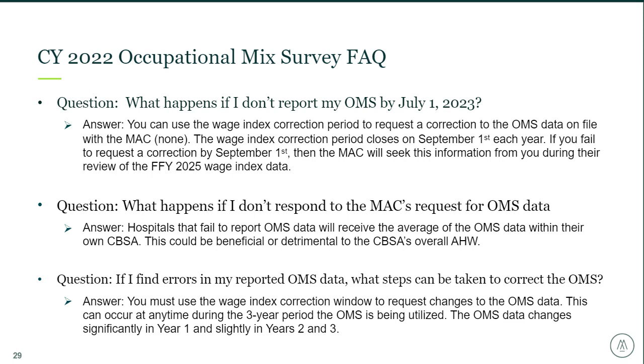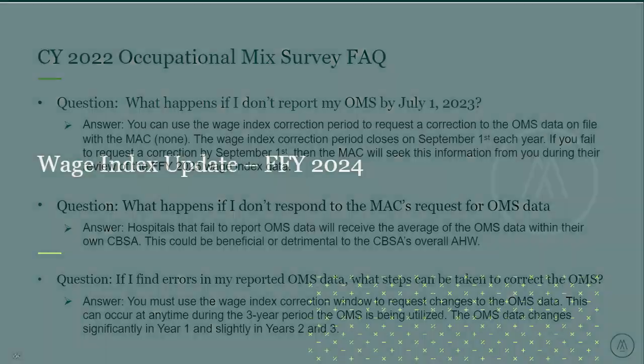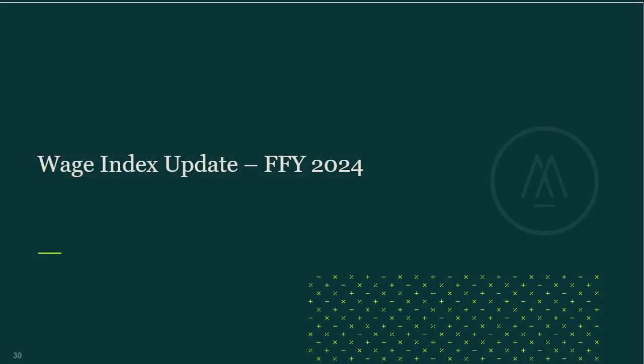The answer is you must use the wage index correction window to request changes to the OMS. This can occur, again, anytime during the 3-year period. Most of those changes happen in year 1, but rest assured you can change your OMS data in years 2 and 3. So with that, we're going to move on to a wage index update for fiscal year 2024.